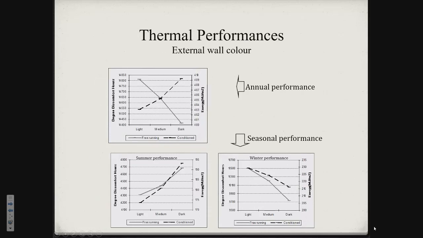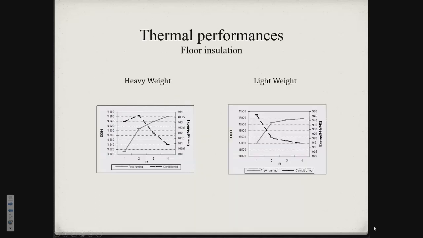Wall color is another option, a building parameter that I chose based on what is defined in the accredited software that is used in Australia. These are the parameters that an architect can play with to improve the quality of the building. I just used these parameters and I got the same result. You can see the free running differs from the conditioned one. Floor insulation, again the same result.